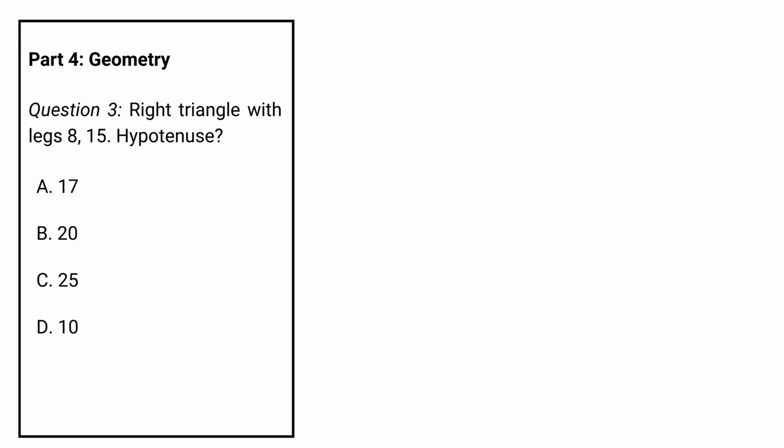Find the hypotenuse of a right triangle with legs 8 and 15. Your choices are A, 17, B, 20, C, 25, D, 10. Pause the video and give it a try. A common mistake is to simply add the legs. 8 plus 15 equals 23. That's not how the Pythagorean theorem works.